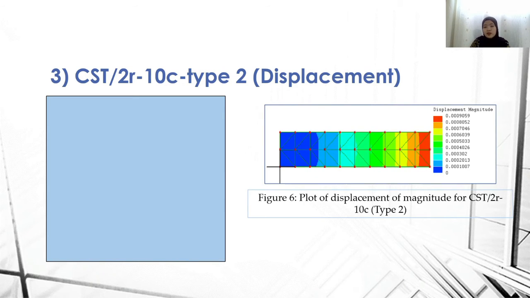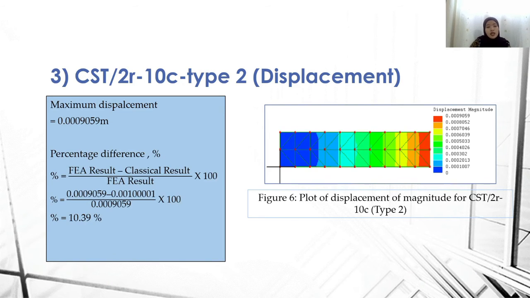Moving on to the third type element, which is CST 2 row 10 column type 2. In terms of displacement, here is the plot of displacement, and we can see from the figure, maximum displacement is 0.009059 meter, and calculating the percentage difference, the value will be 10.39%.